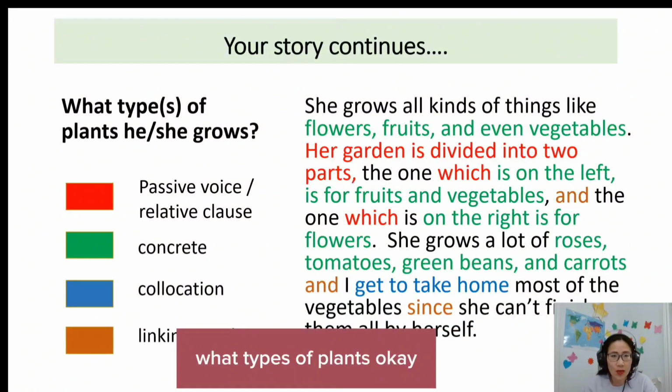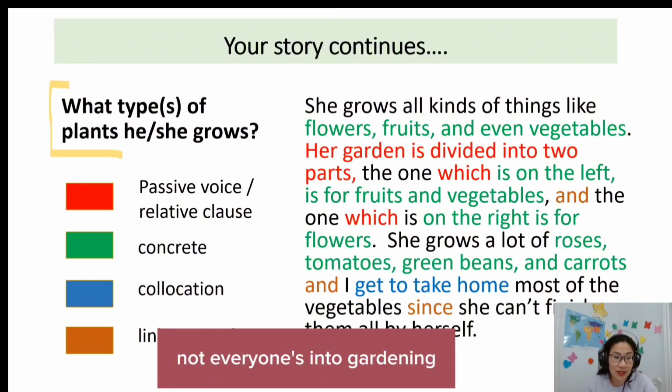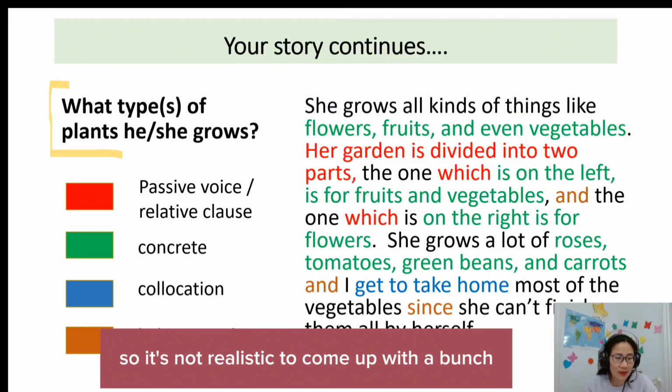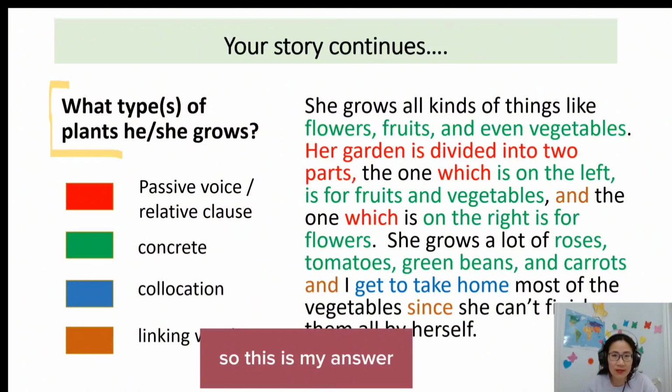We're done with bullet point number 2, so let's move on to bullet point number 3. What types of plants does he or she grow? Let's face it, not everyone's into gardening, so it's not realistic to come up with a bunch of plant names when you're rushed for time, but there's always a way around it. Let's take a look at my answer. So this is my answer.